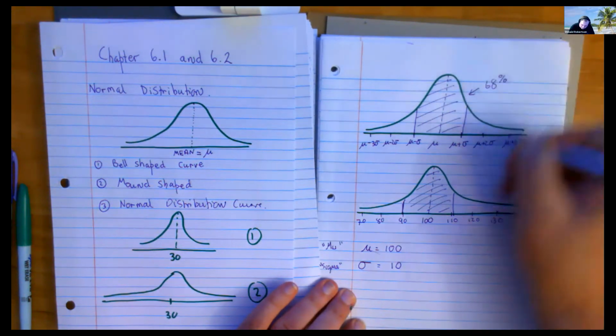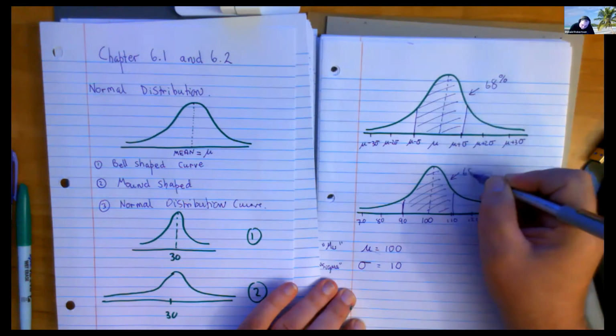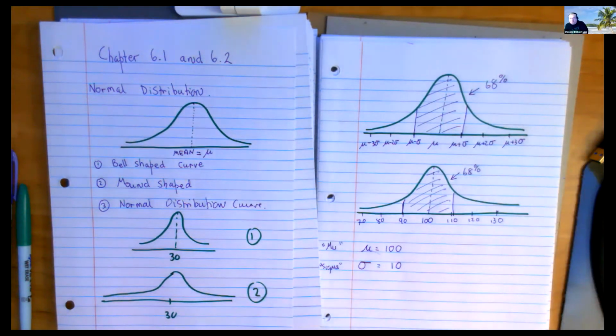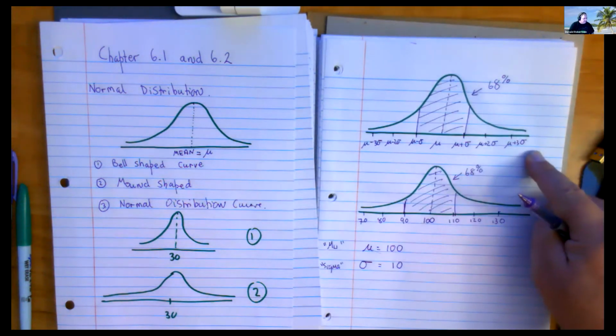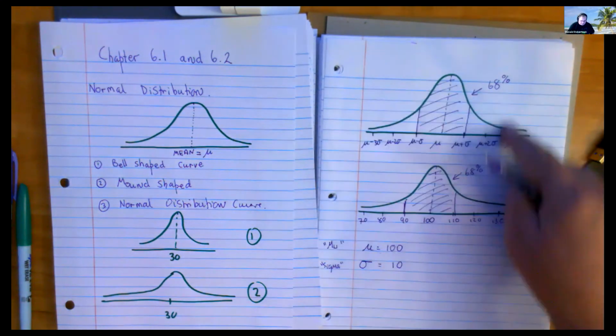68% of all the people in the population will be in that range. It's amazing that it's the same number, because you can imagine a mean of 50 and a standard deviation of 2, or a mean of 1,000,000 and a standard deviation of 50,000. Big numbers, tiny numbers, as long as it's got a normal distribution, symmetric, and it looks like this.